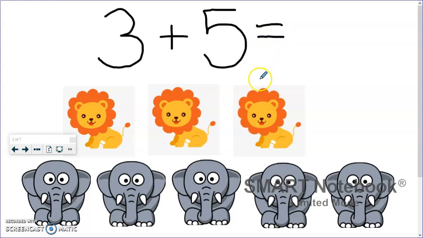We have to count all the animals now. 1, 2, 3, 4, 5, 6, 7, 8. There are 8 animals playing all together. So that is our answer, 8. All right, nice work. Let's try another one.